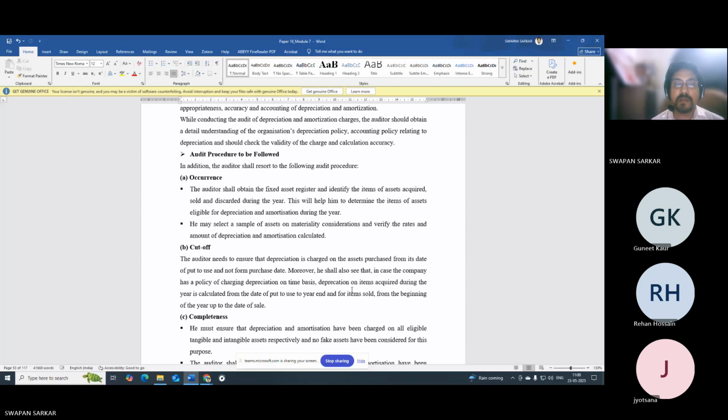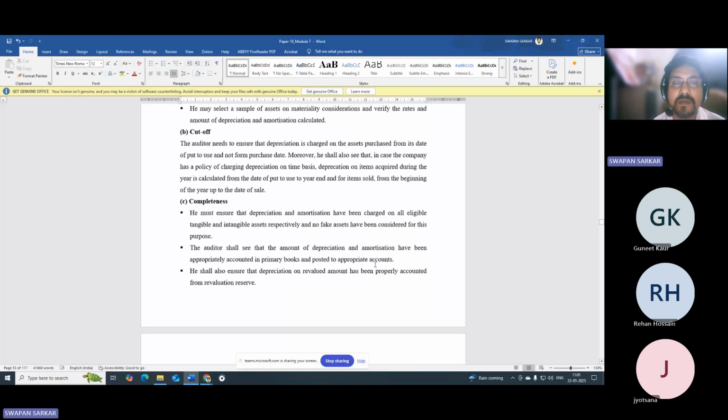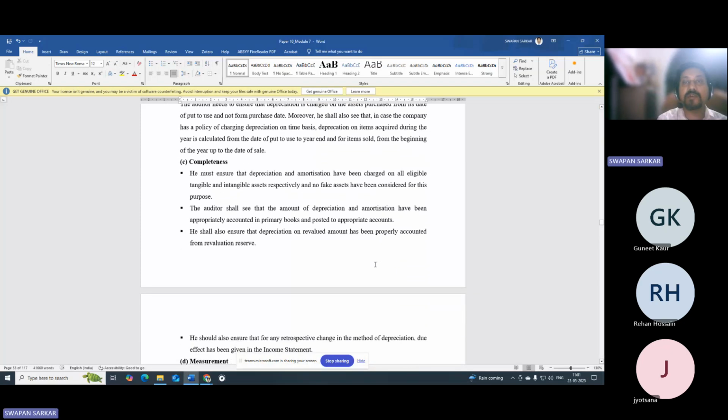Now, completeness. He must ensure that depreciation and amortization have been charged on all the eligible tangible and intangible assets respectively, and no fake assets have been considered for this purpose.